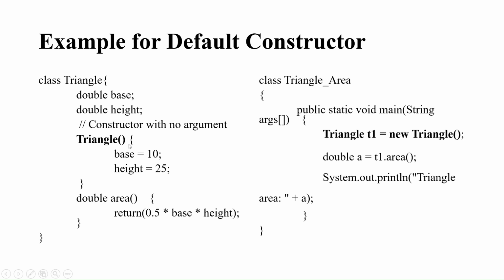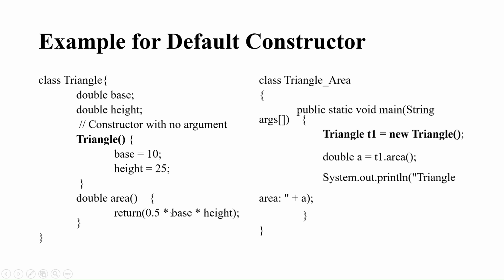So in this constructor I am going to initialize my object attributes. So what are my object attributes? Base and height. So base equal to 10, height is equal to 25. So other than a constructor I am having one function. The name of the function is area. In this function I am trying to calculate the area of a triangle.